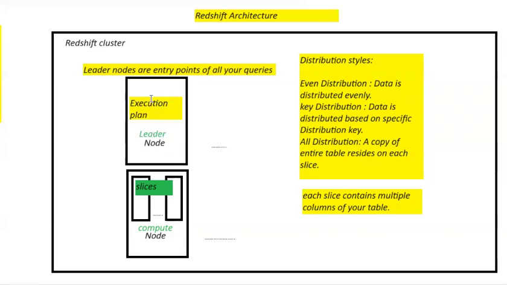This leader node will generate an execution plan. What does that execution plan include, sir? It includes which compute nodes need to process our query and which slices in the compute nodes need to execute our query. All those details will be present inside your execution plan. Who generates this execution plan? Your leader node.